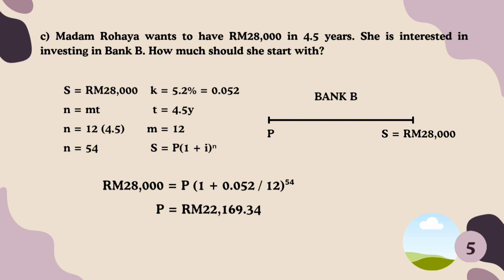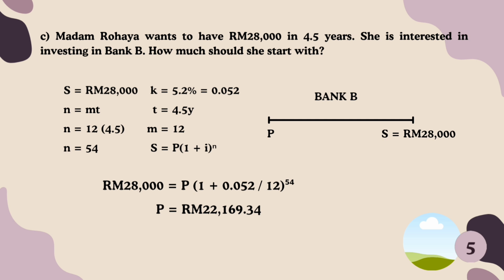So from this question, we need to know that the total amount she wants later is RM 28,000, means it is S, and 4.5 years is time. Madam Rohaya said that she wants to invest in Bank B, and Bank B gives interest rate 5.2% compounded monthly, means that 5.2% is K for interest rate equal to 0.052, and M is 12 because it's compounded monthly. So we have 3 steps to solve this question.